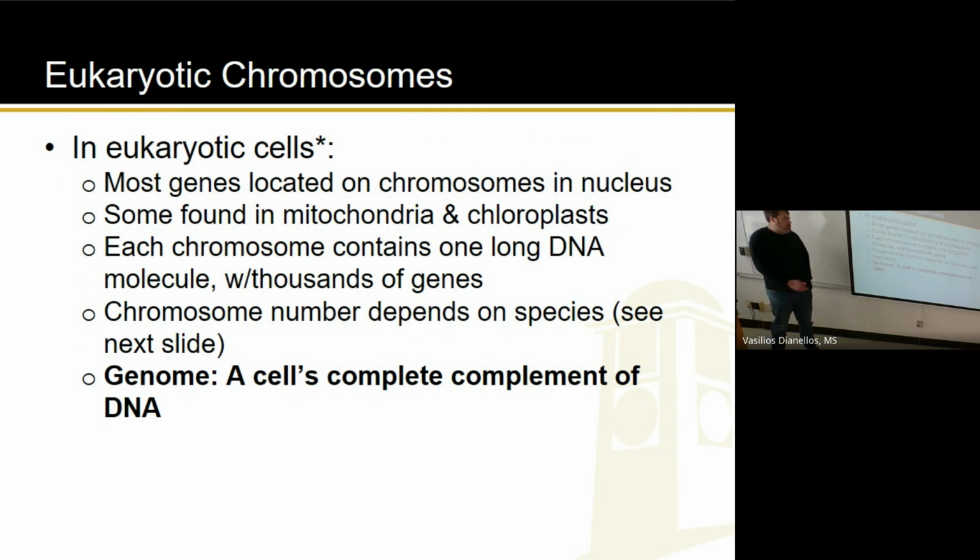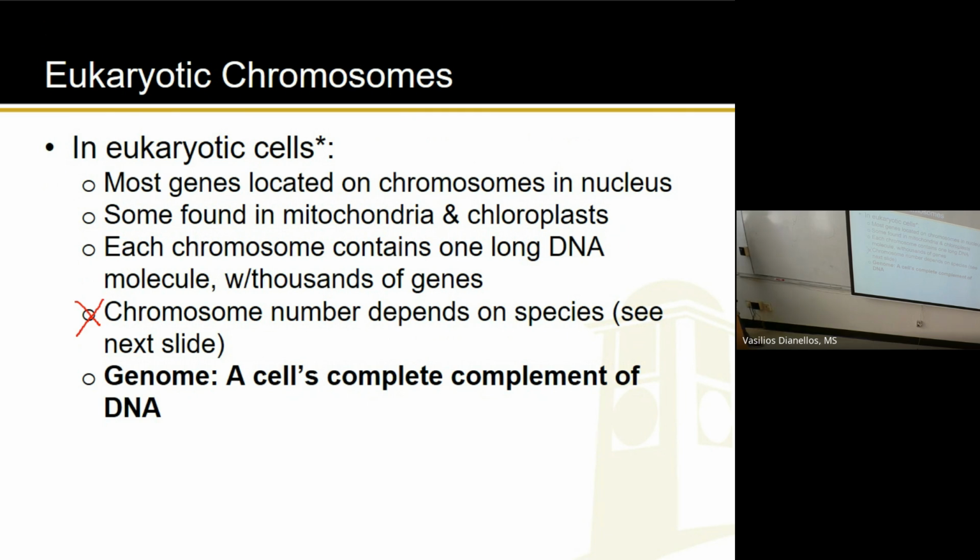Each chromosome for a eukaryotic cell contains one long DNA molecule that has thousands of genes. I'm sure you've seen pictures of them. It's like one long molecule like that. It's not like bacteria, which is circular, one long DNA molecule. You'll see plenty of better pictures as we move forward. The chromosome number depends on the species. I'm not going to ask you that, but it is slightly interesting, and on the next slide I'll give you some examples of that.